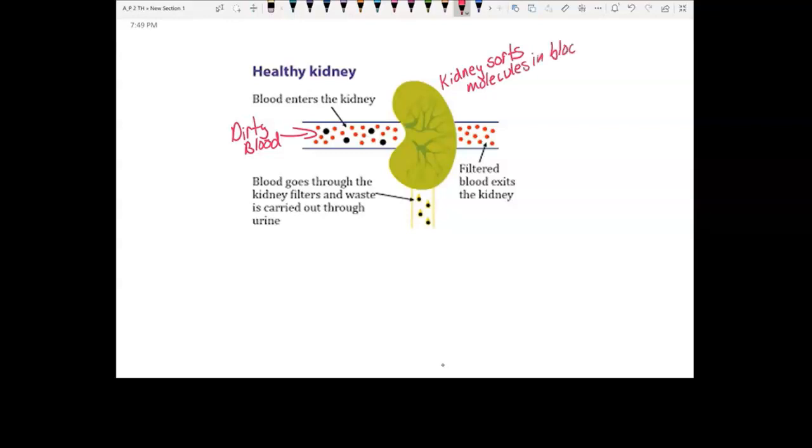For each molecule, the kidney either decides that it's a good molecule you want to keep, and so it will come out in the clean blood. Or it will decide that it's a waste molecule you want to get rid of, and it will come out in the urine.